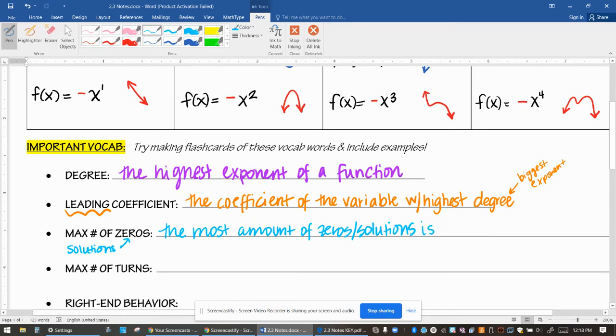The most amount of zeros and solutions is based on the degree of the function. So if your highest exponent or your degree is 3 and you have a cubic, you cannot have more than 3 zeros. Okay, so that's the most. 3 is the most. You can't have 4 solutions for a cubic. So the most amount of solutions or zeros is the same as what the degree is.